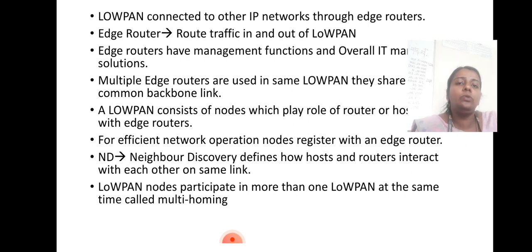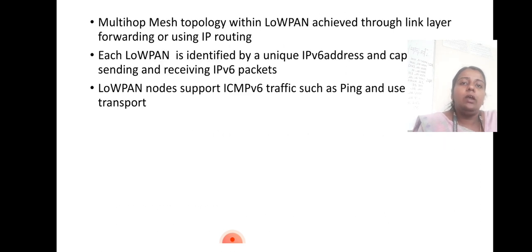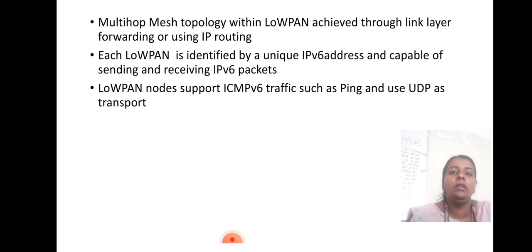For effective network operation, nodes will register with an edge router. Here neighbor discovery, represented by ND, refers to how hosts and routers interact with each other on the same link. LoWPAN nodes participating in more than one LoWPAN at the same time is called multi-homing. And a multi-hop mesh topology in a LoWPAN can be achieved through link-layer forwarding or using IP routing.